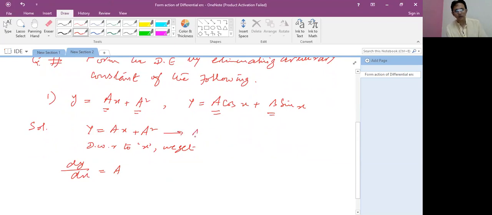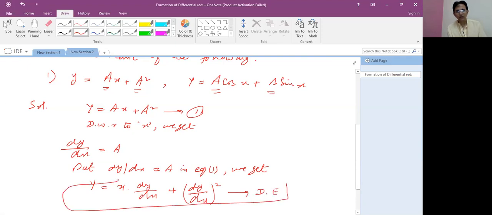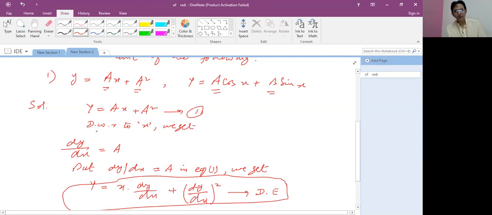We name the equation, for example equation 1, because they are similar. So put dy over dx equals a in equation 1. We get y equals a times x, meaning x times dy over dx, because they are equal, plus dy over dx whole square. So this is called a differential equation. We can form it easily, student, by applying the derivative. If you take the derivative with respect to x of any function, then you will find it easily.